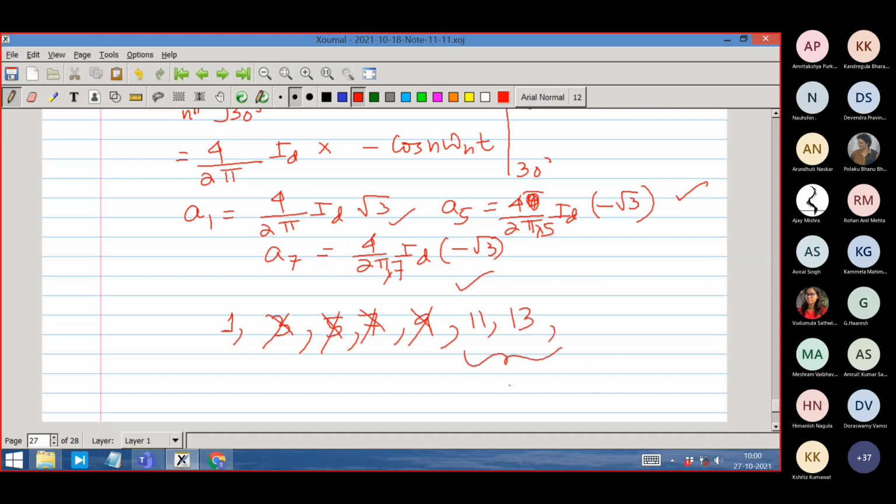If you want to make another 24 pulse rectifier, then the 11th and 13th harmonics can be cancelled. So far we have said what is done with the 12 pulse rectifier: it will cancel the 5th and 7th harmonics. 3rd and 9th are not present at all, but 11th and 13th will be present in the line current. Fundamental and the next significant harmonics will be 11th and 13th.